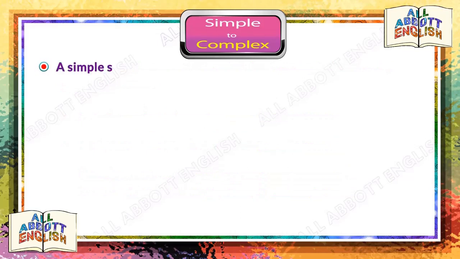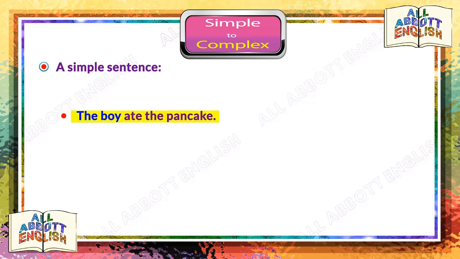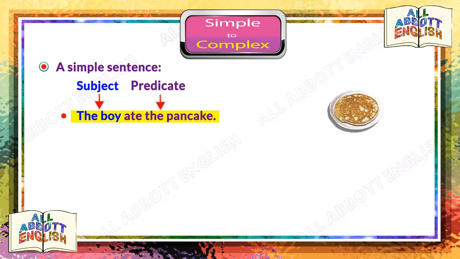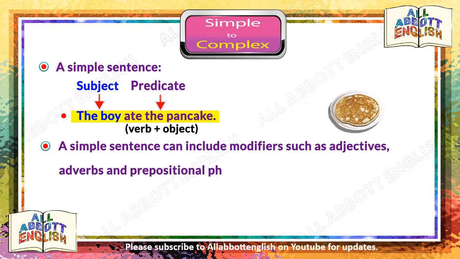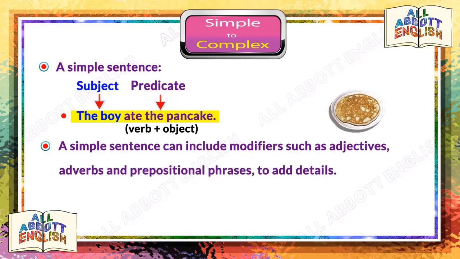Let's have a look at another example of a simple sentence. The boy ate the pancake. The boy is the subject. He performs the action. Ate the pancake is the predicate. A simple sentence can include modifiers such as adjectives, adverbs, and prepositional phrases to add details. Let's add details to the simple sentence above using modifiers.